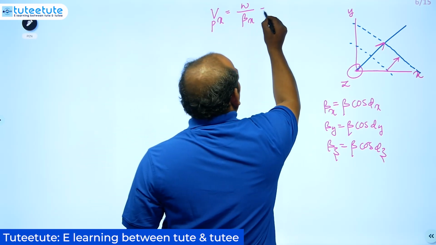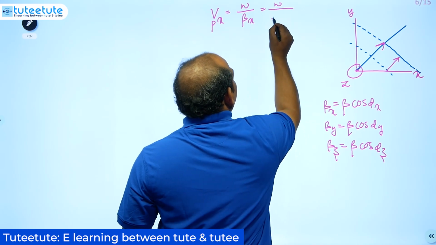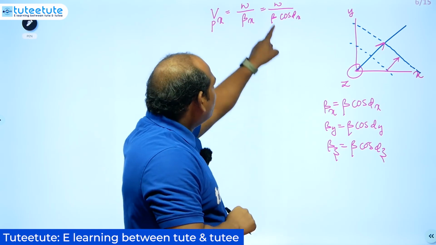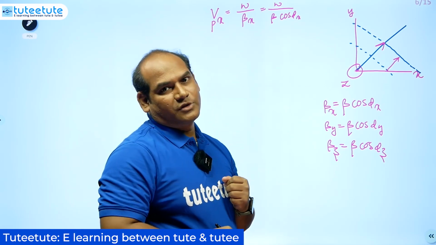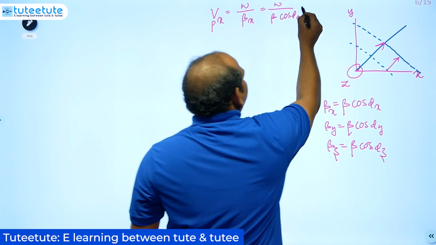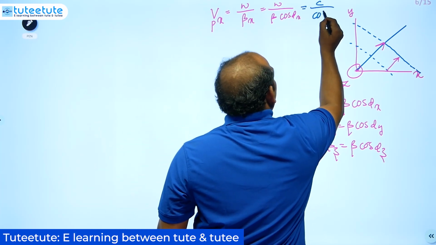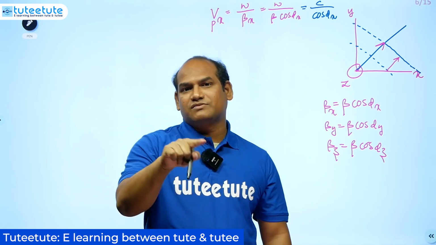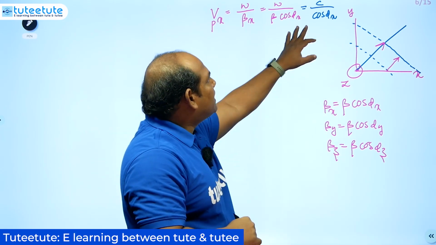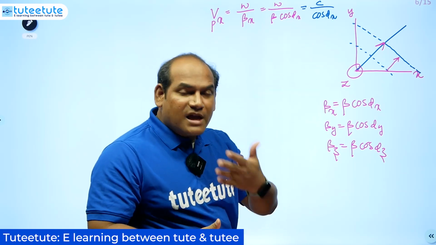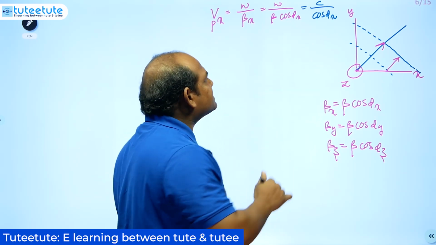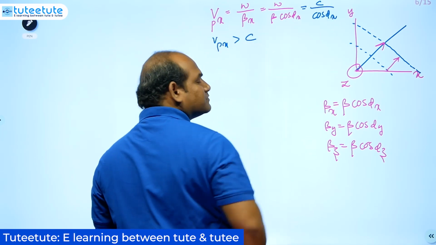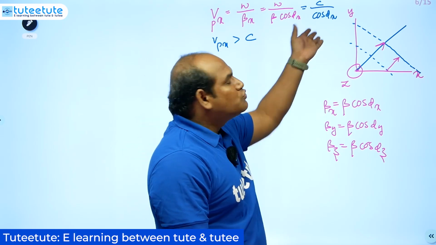So it is equal to omega by beta x, and what is beta x? Beta cos phi x. But from the basics we know that omega by beta is the light velocity. So it is equal to c by cos phi x. What is the range of cos? The cos function ranges from -1 to +1. So the denominator is less than 1, which means this entire thing may be greater than c. If it is 0.5, you will get 2c.